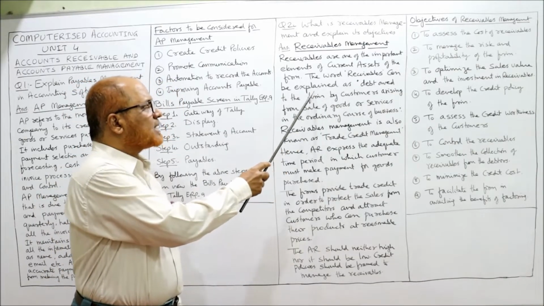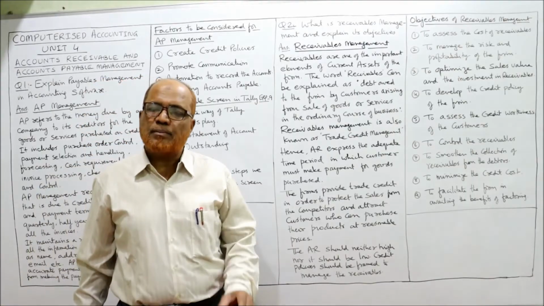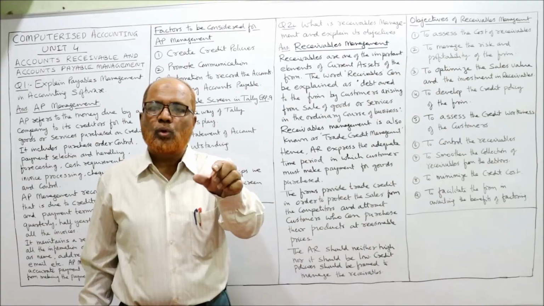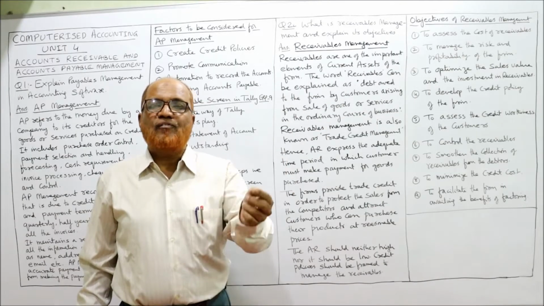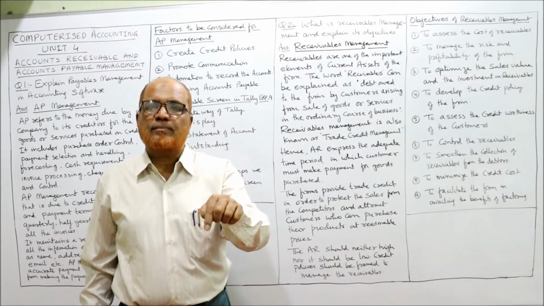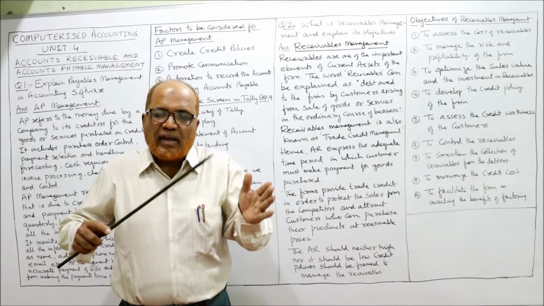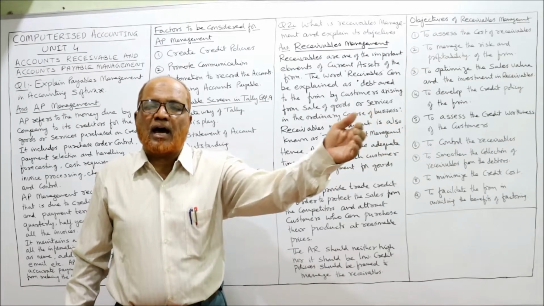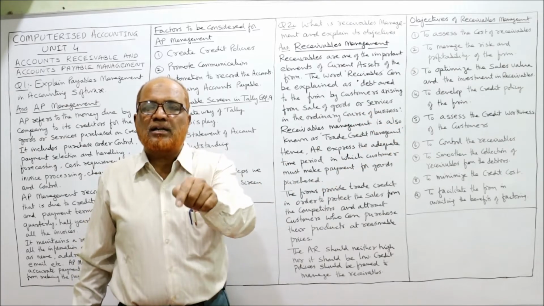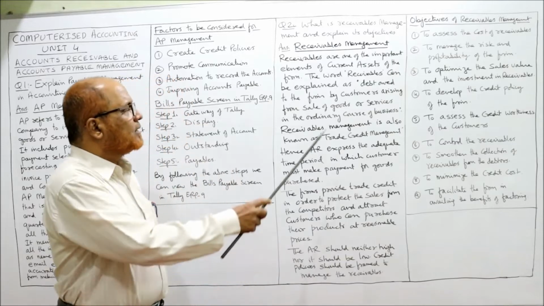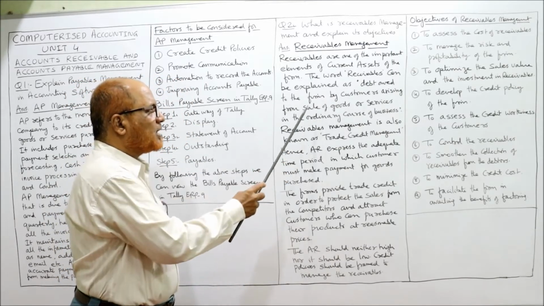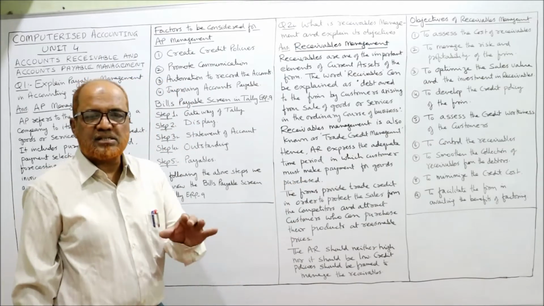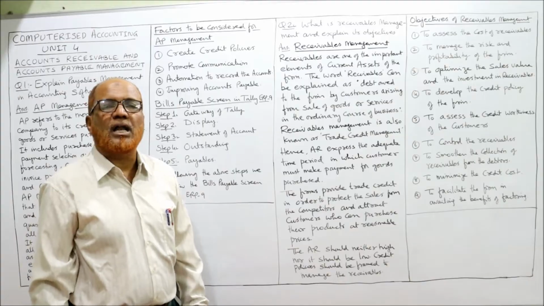The word receivables can be explained as follows. Simply, the meaning of receivables is the amount due from the customers for credit sales. So when a business sells goods on credit to a customer and the amount is due from him, that is called receivables. So it is a debt owed to the firm by the customer arising from the sale of goods or services in the ordinary course of business. This is the specific meaning of the term receivables.